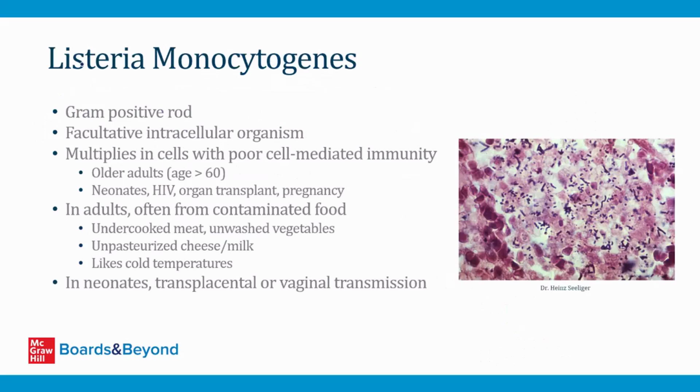Okay, moving on, our next cause of bacterial meningitis is Listeria monocytogenes. This is a gram-positive rod, and it's a facultative intracellular organism, so it can live inside of human cells.